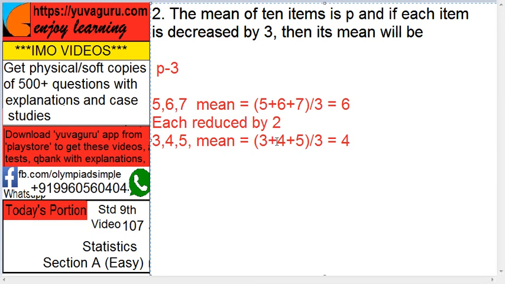So the new mean will be what? 3 plus 4 plus 5 upon 3, right, equals 4. So 6 minus 2, each number reduced by 2, so the mean is also reduced by 2. So that's why I have said it is P minus 3. The number by which you reduce each number, the mean will get reduced by that.